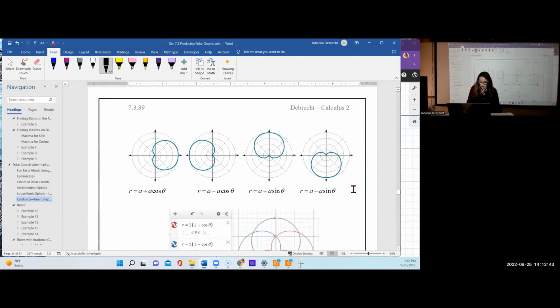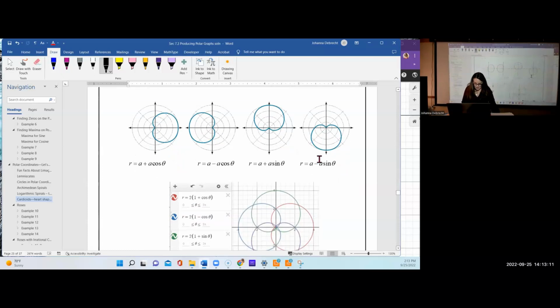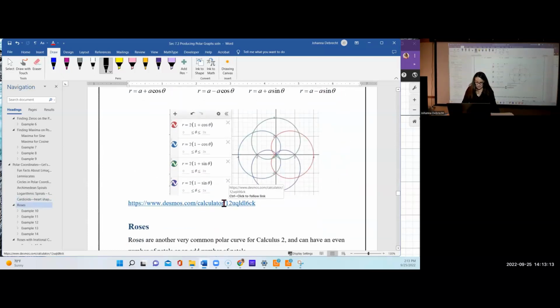All right, so here are some cardioids. They're kind of heart shapes. They have a cusp right here. They do what you would expect they would do. When it's plus a cosine of theta, it's oriented horizontally and the majority is to the right of the pole. When it's minus, the majority is to the left of the pole. When it's sine, it's vertical. And if it's plus, then the majority is above the pole, and minus, the majority is below the pole, just like limacons.